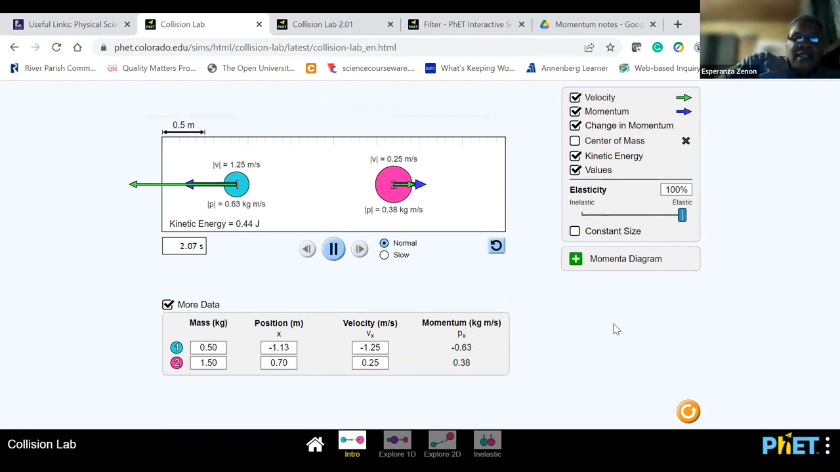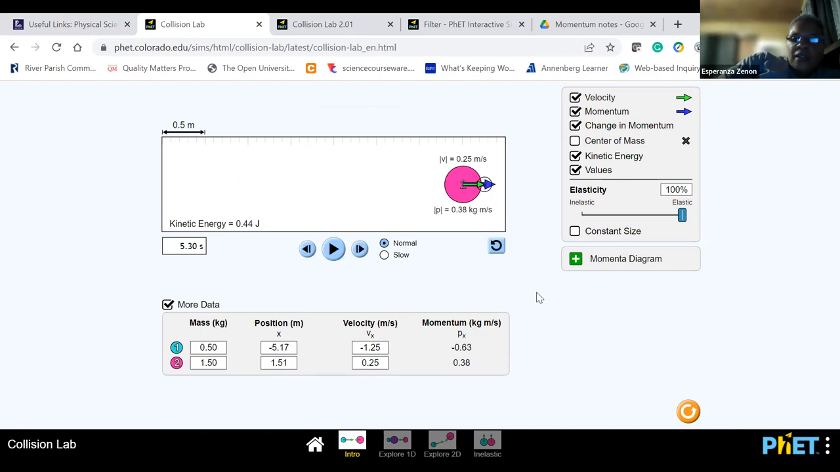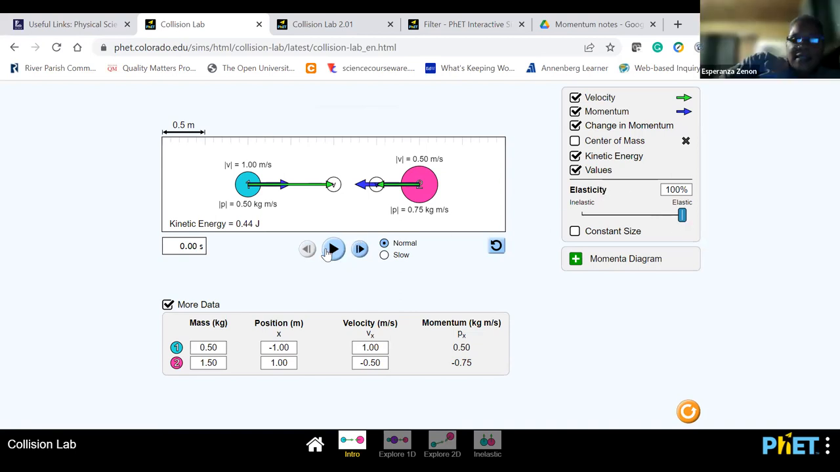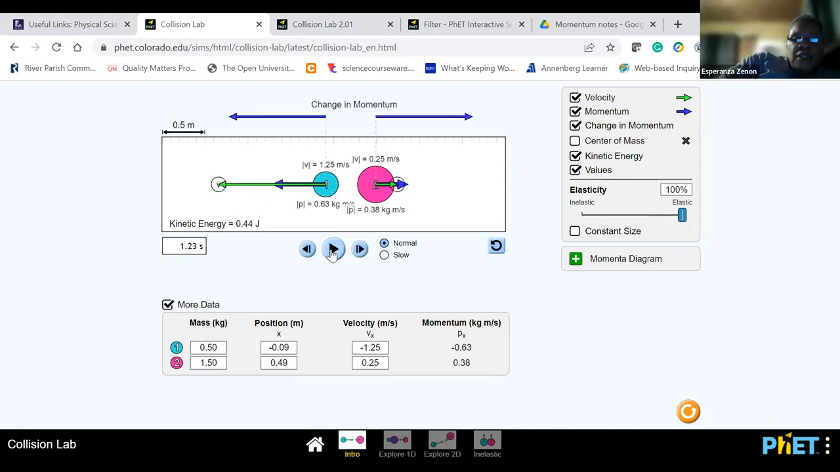Okay, so now you can see the change in momentum, right? How the momentum of each object changes. But more than that, you can see because it's elastic that they're bouncing off of each other, okay? So this is a good tool to use to help visualize the collisions.